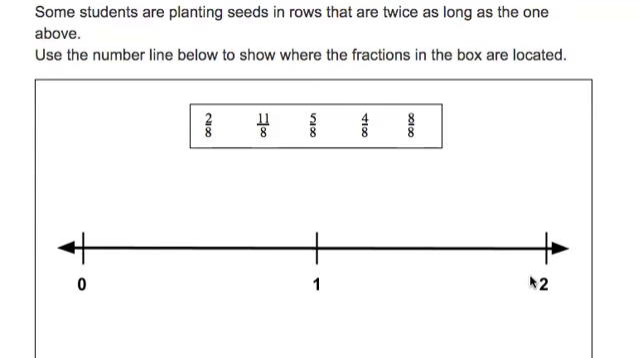Now, this is a very similar problem, except there are 2 wholes because the row is twice as long. So you divide 1 whole into 8ths, the second whole into 8ths, and then you identify where these fall on your number line.